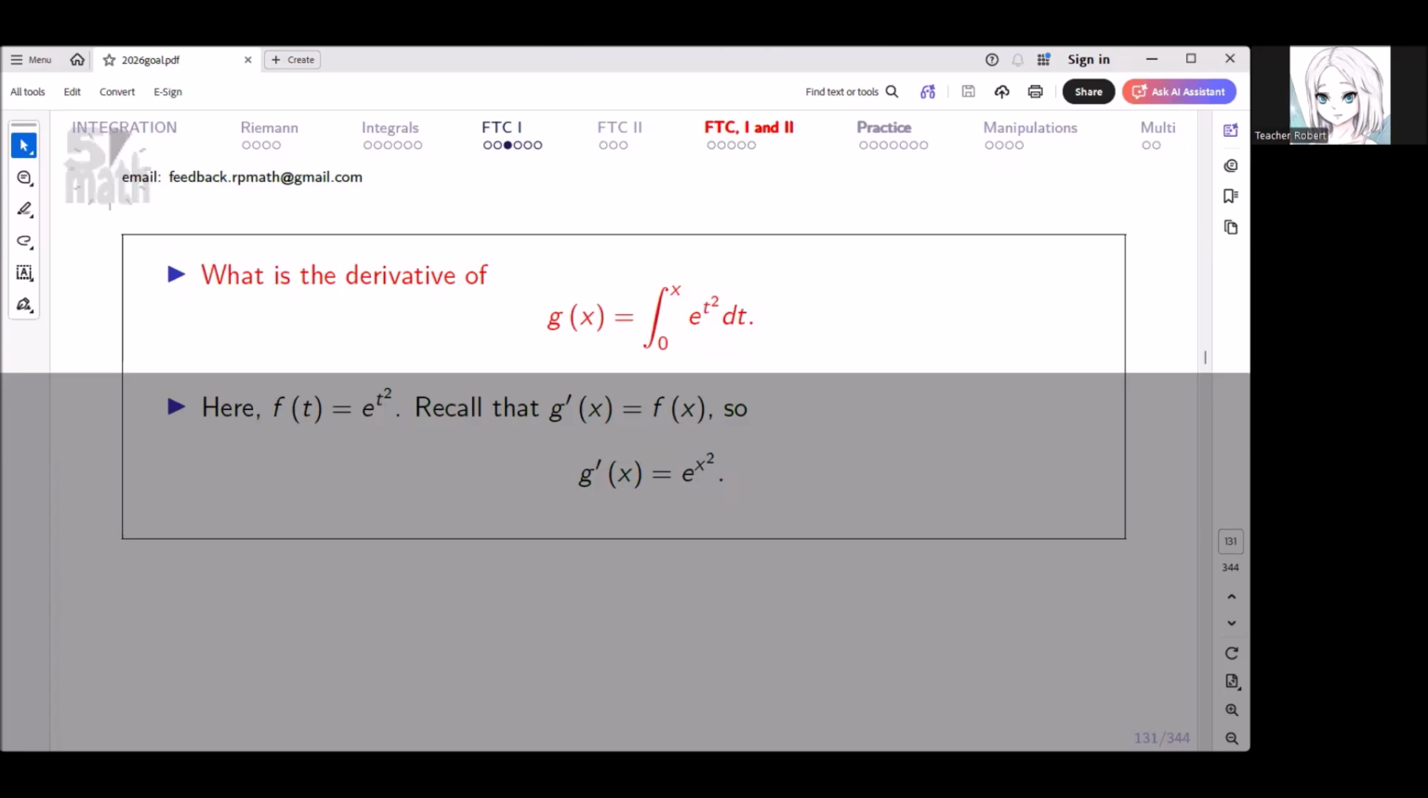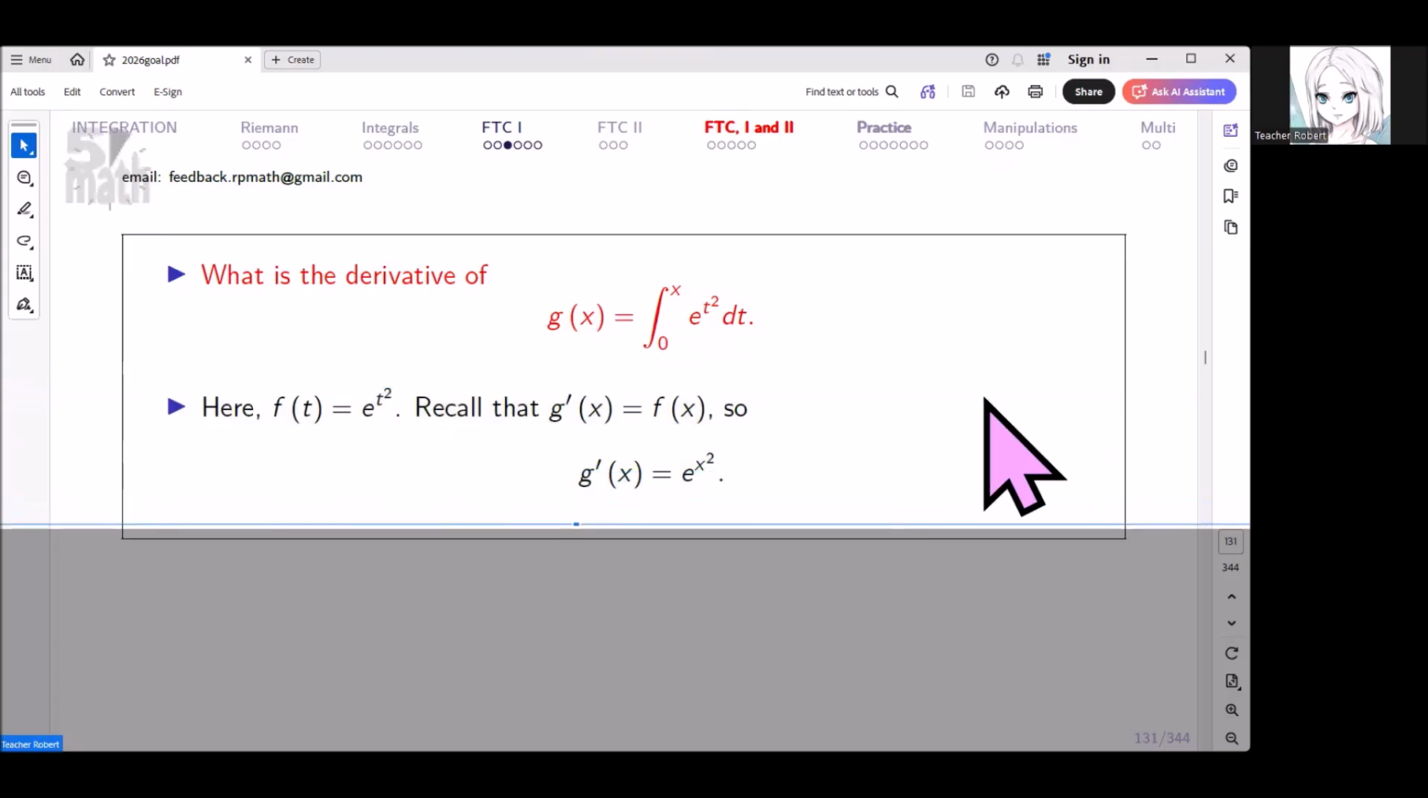What is the derivative of g of x equals integral from 0 to x e to the t squared dt? Here, f of t equals e to the t squared. Recall that g prime of x equals f of x, so g prime of x equals e to the x squared.